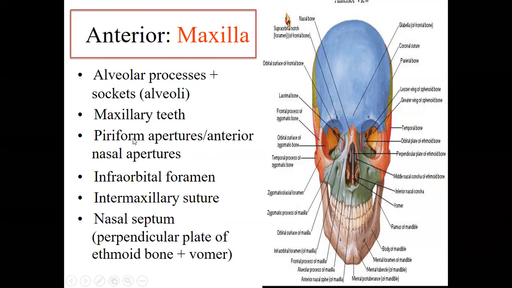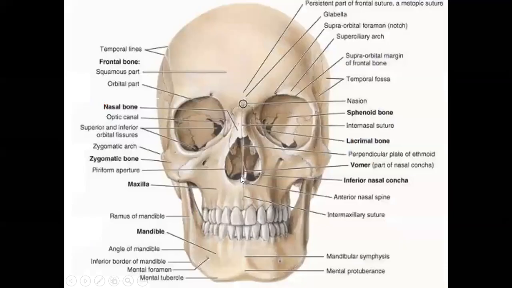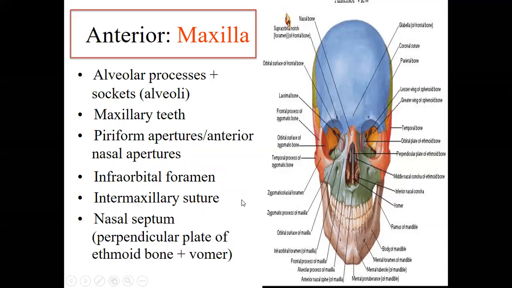And then we have the piriform aperture, or anterior nasal aperture. The anterior nasal aperture actually is the opening at the front here. Okay. And then we have the infraorbital foramen. So this is the infraorbital foramen. And then we have the intermaxillary suture. So in the middle here, we have the intermaxillary suture. This one is more clear. You can see here, this is the intermaxillary suture. Okay. And then the nasal septum in the middle.